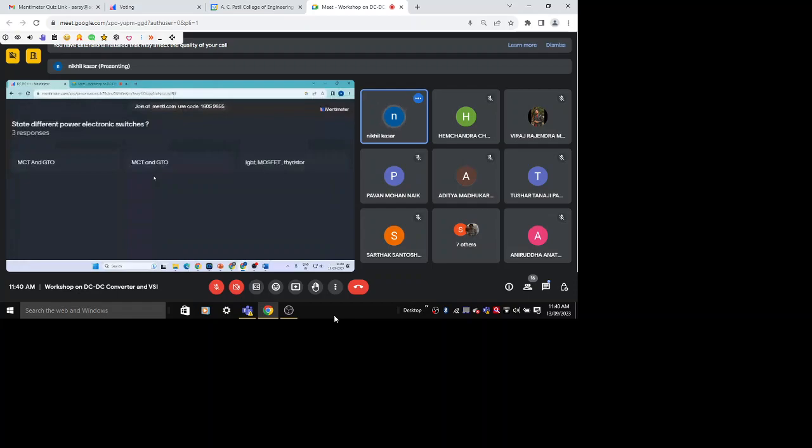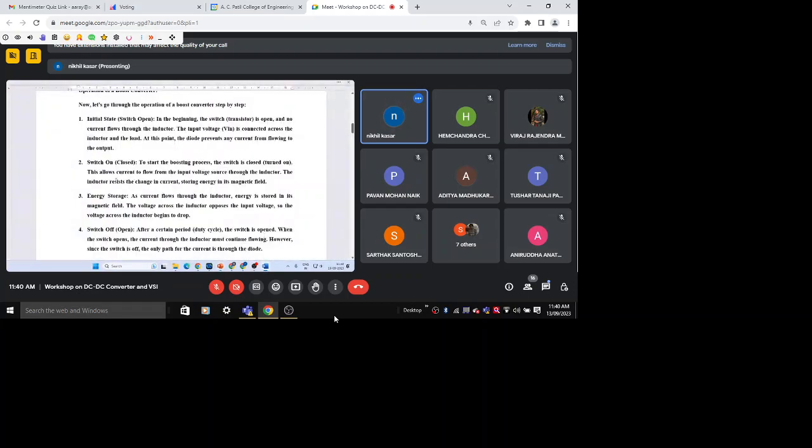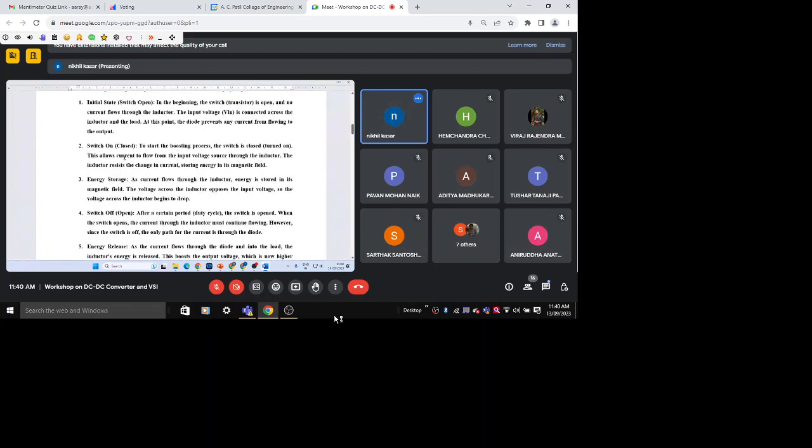So these are the various types of power electronic switches that we use here. Whenever I say switch, whatever examples you just gave, I'm talking about those power electronic switches. Okay, so we have reached the second part of the working, that is when switch is in on state, it will start the boosting process. It will allow the current to flow from the input through the inductor.